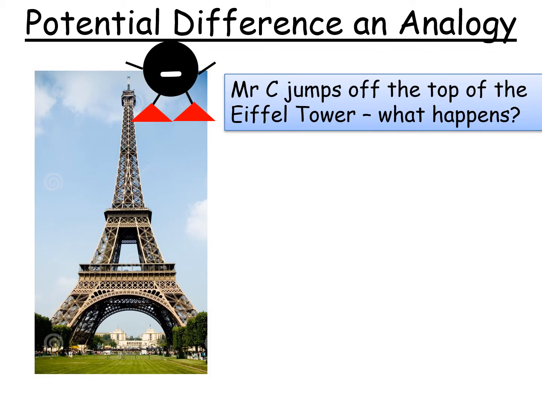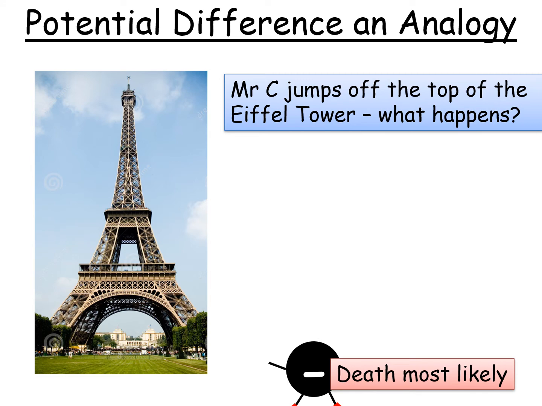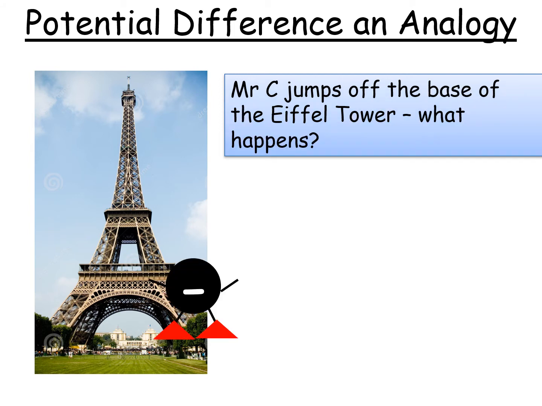Okay, so here's an analogy to help you understand the idea of potential difference. There'll be a wee experiment I would do with you in class, but we're not in class, so we're going to just talk about it as an analogy. If Mr. C jumps off the Eiffel Tower, what happens? Okay, death most likely, because there's a big height. He's going to kill himself in that situation. Very morbid, I know, but we're doing this for physics, folks.